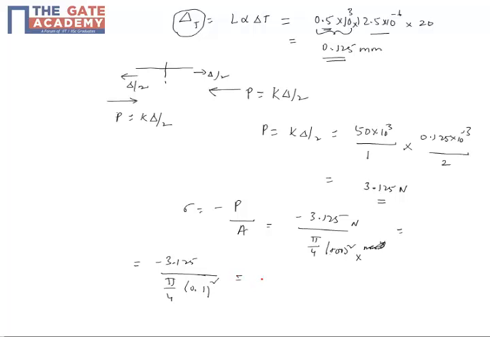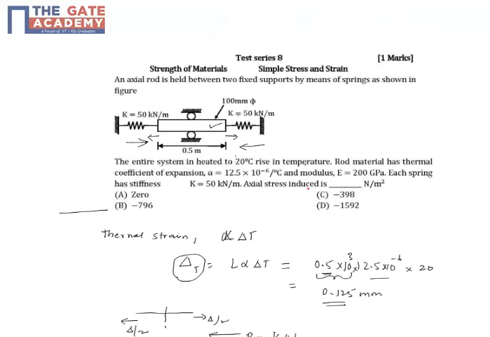This value comes to about 398 Newton per meter square. So the answer is, and the minus is important because it's a compressive force, minus 398 Newton per meter square is the actual stress induced. Thank you.